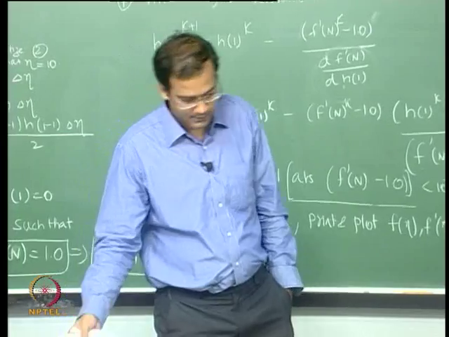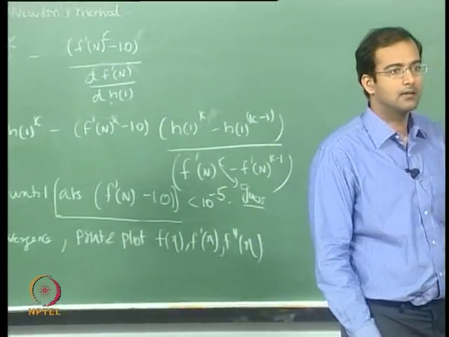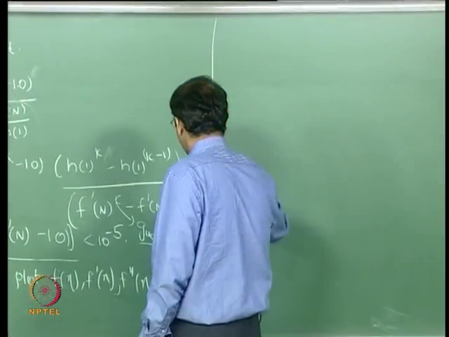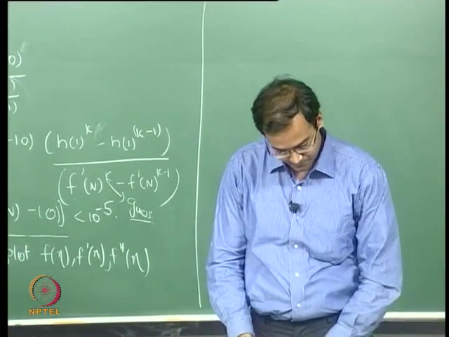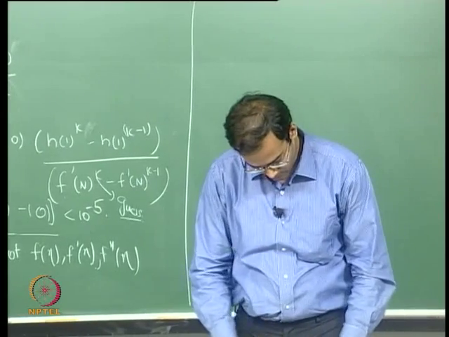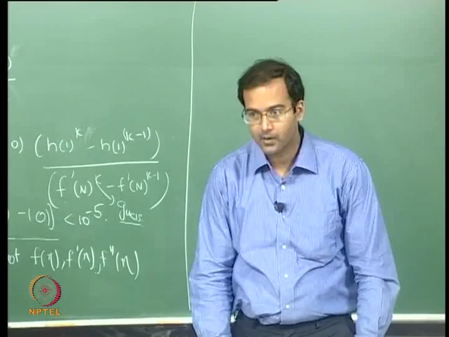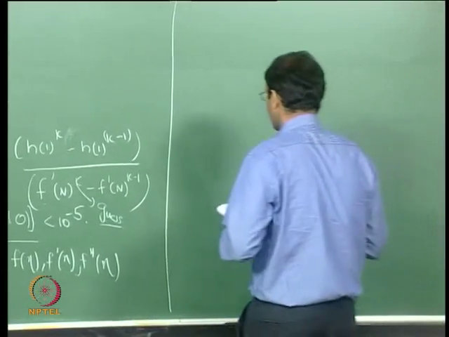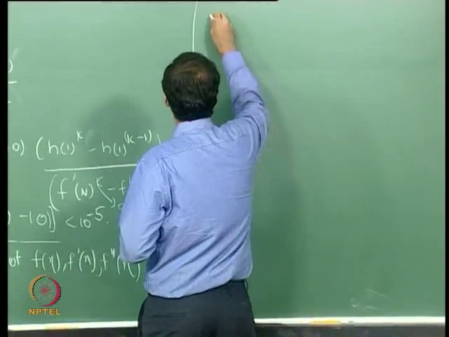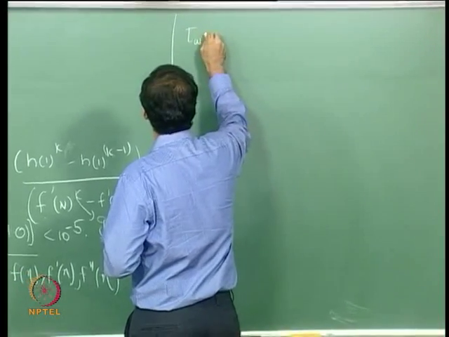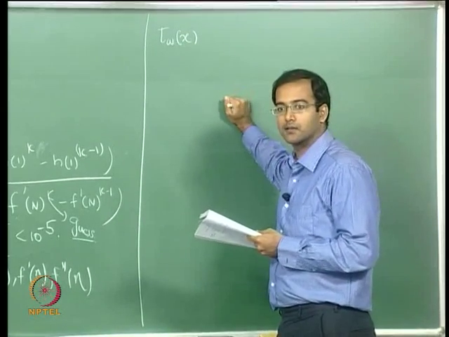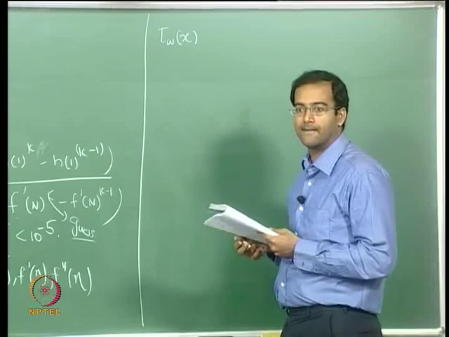Okay, so assuming that now you have the solutions to f as a function of eta, we will now calculate the other derived quantities. The first quantity that we are interested in, since we are doing this for a flat plate, is the local shear stress, that is tau wall as a function of x, the shear stress at the wall varying locally. So how do we get it?